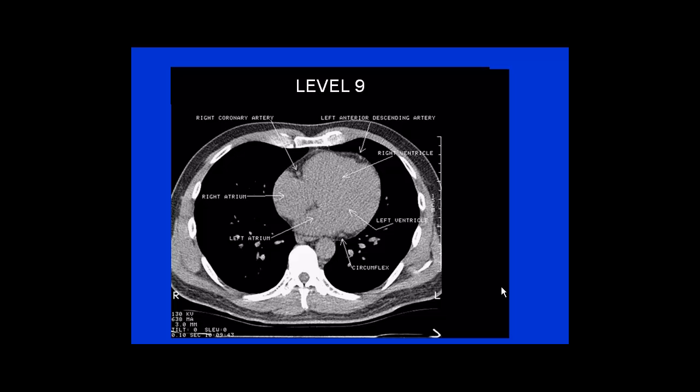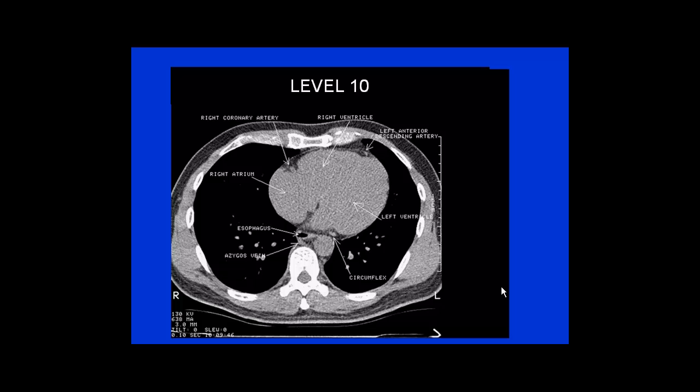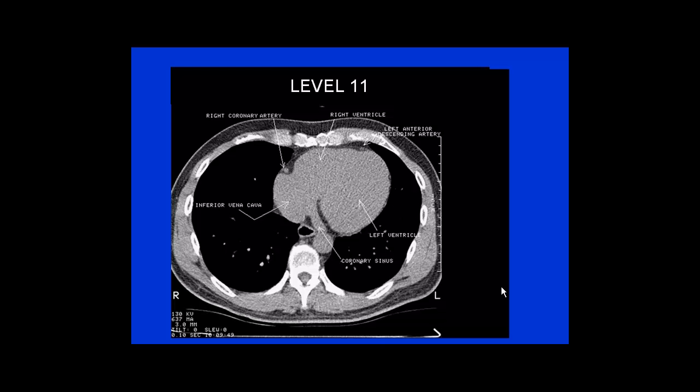Notice also the association between the right atrium and the left atrium, and the apparent separation in the interatrial septum. Next level down, we see the right coronary in the mid portion, the apical left anterior descending, and a distal portion of the left circumflex. Further down, we again still see the mid portion of the left anterior descending, the apical portion of the LAD, and we are now beginning to see the inferior vena cava and the origin of the coronary sinus into this structure.